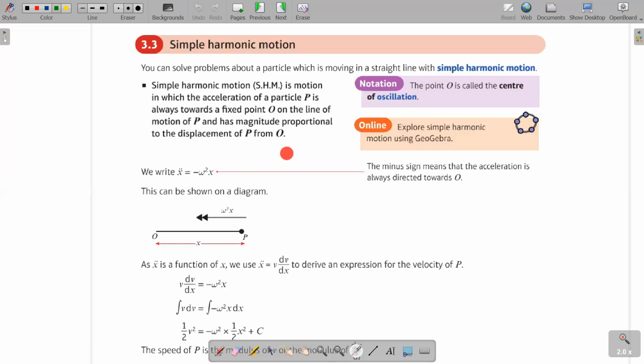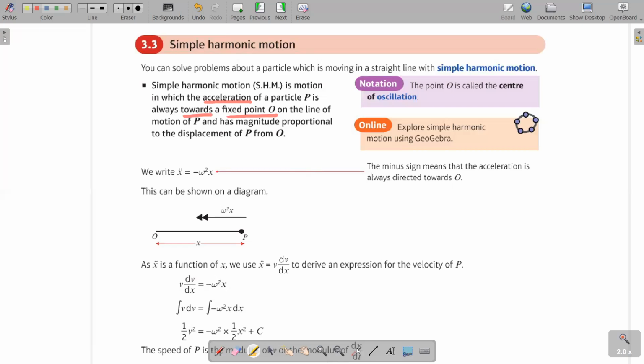So are you following what they're saying here? What are the special things about simple harmonic motion? There are several key things here. Number one, simple harmonic motion is a motion where the acceleration is always towards the fixed point O on the line of motion of P.